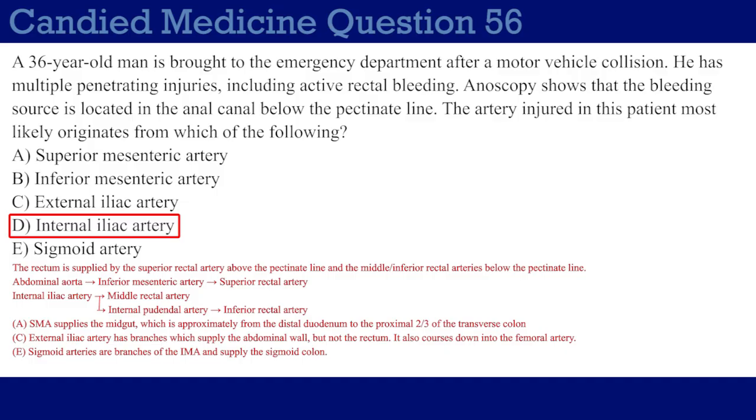So, the only thing for you to know here is just know your rectal arteries, know what above and below the pectinate line means, and know that above the pectinate line it's from the IMA to the superior rectal, and then below the pectinate line it's from the internal iliac artery branching into middle rectal and internal pudendal artery, which itself branches to inferior rectal artery.